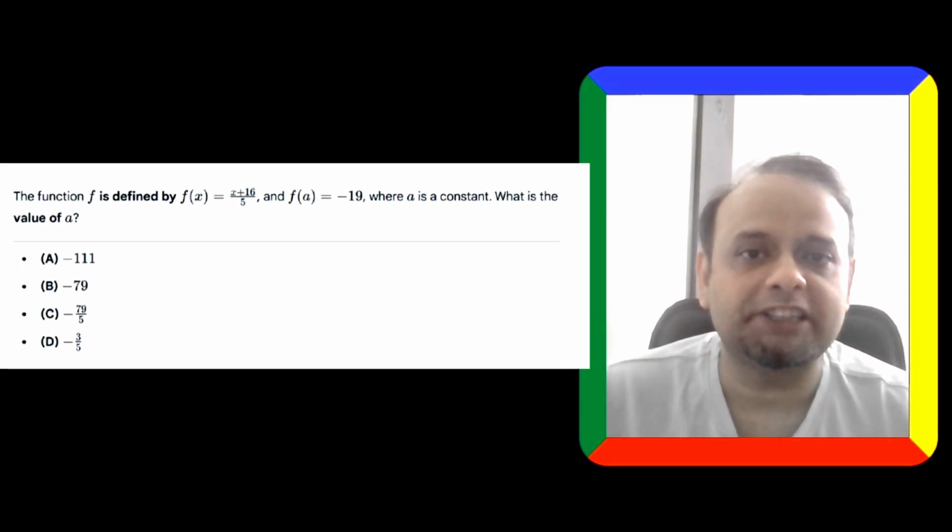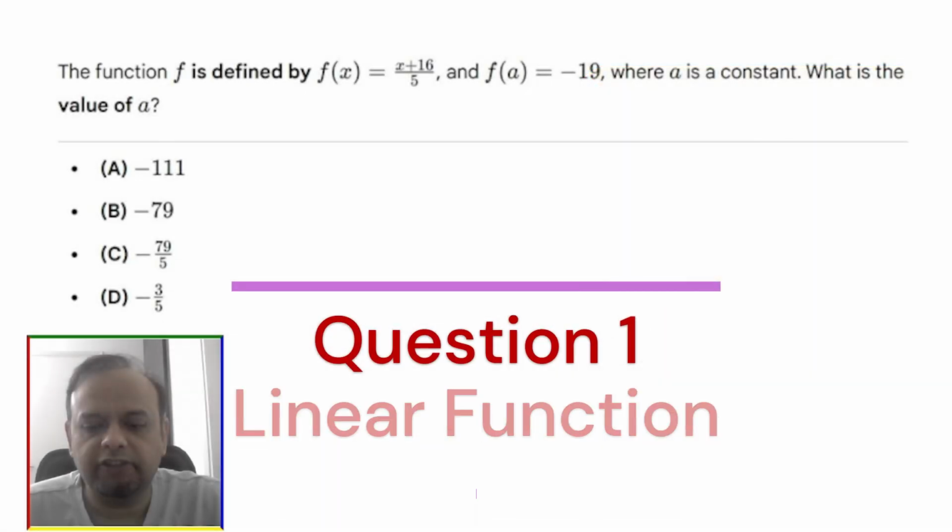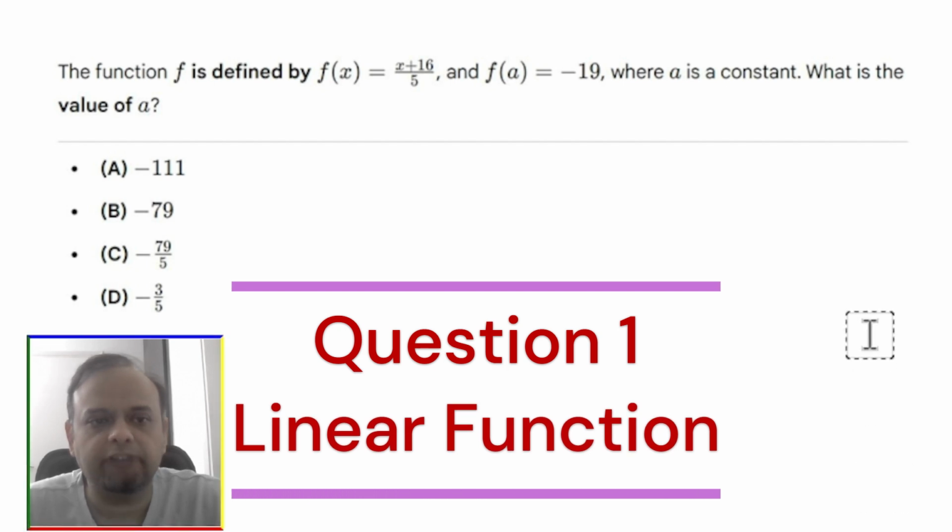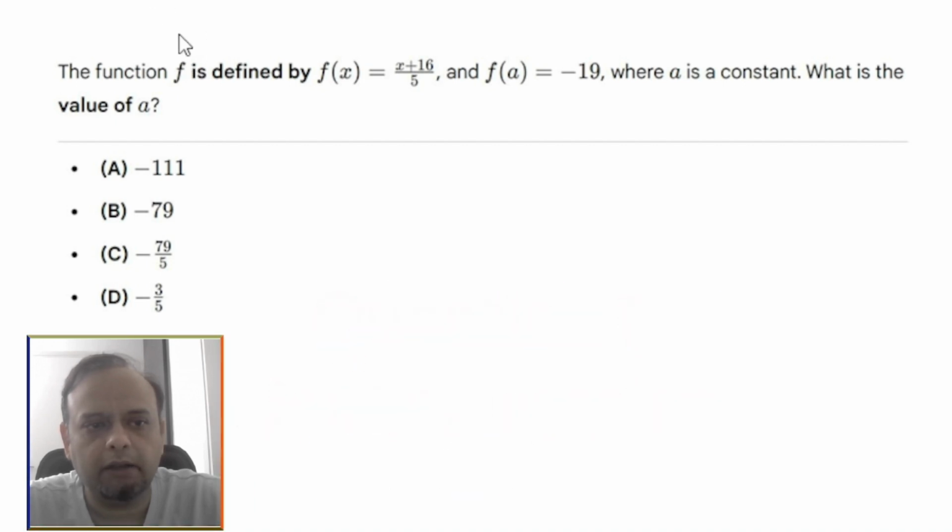Alright, so let's move to question number 1. The first question is around functions. We are given f of x is equal to (x + 16)/5, and we are given f of a is equal to negative 19.